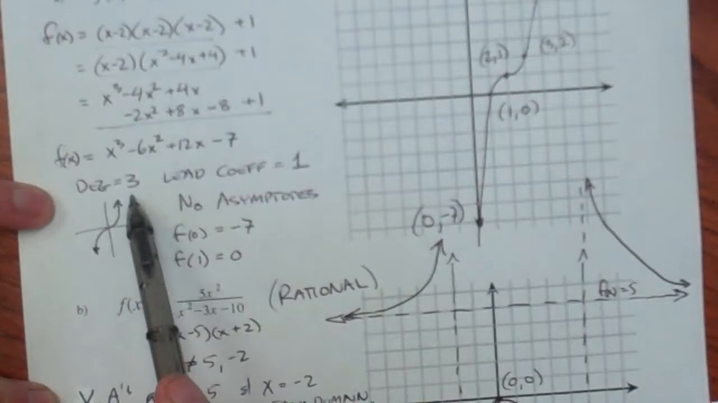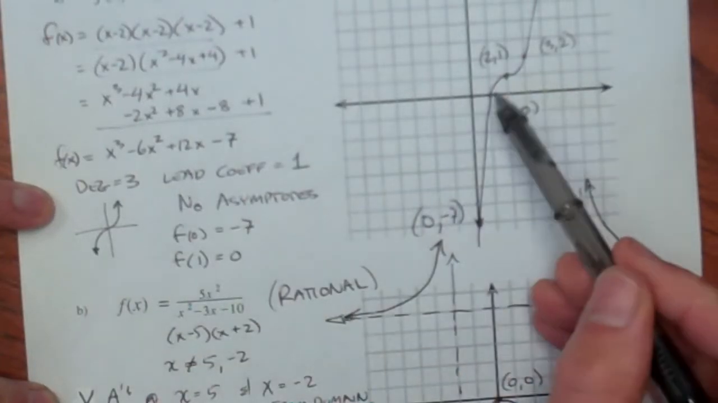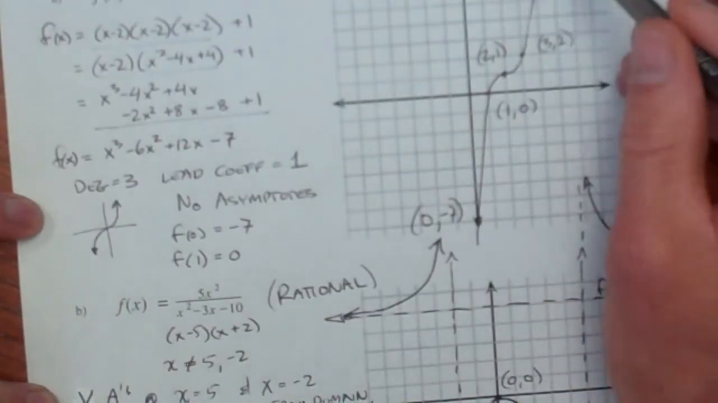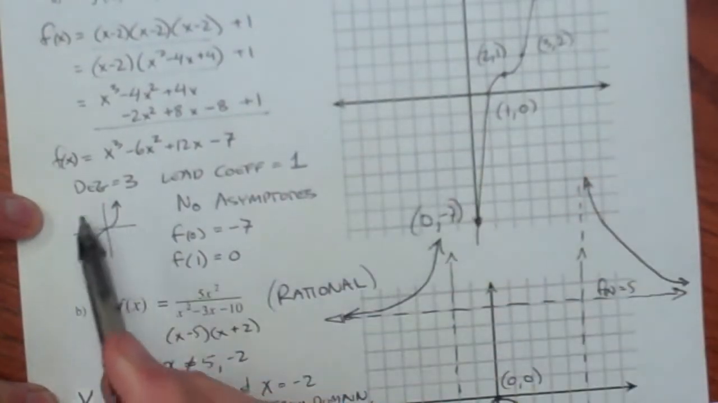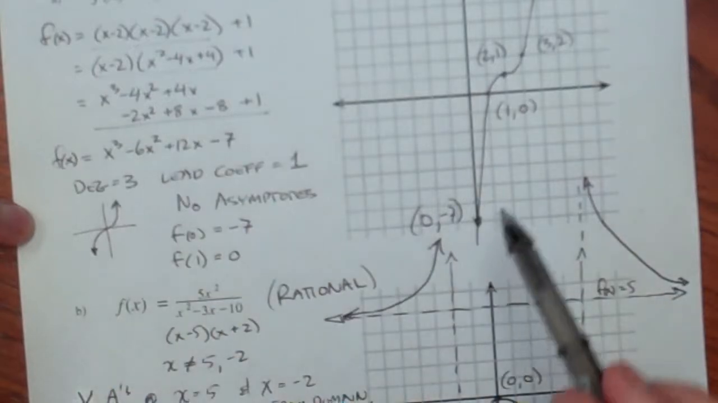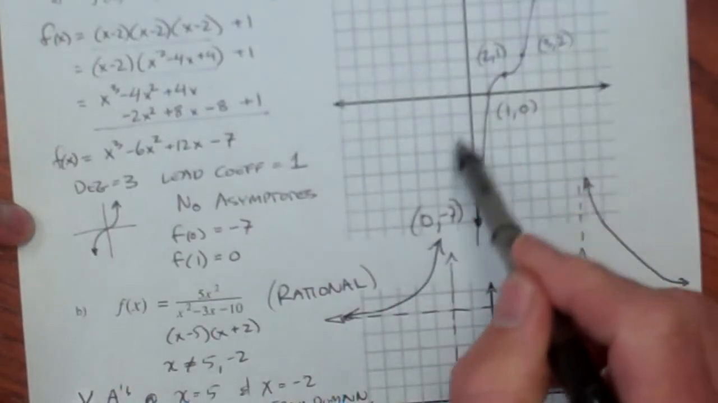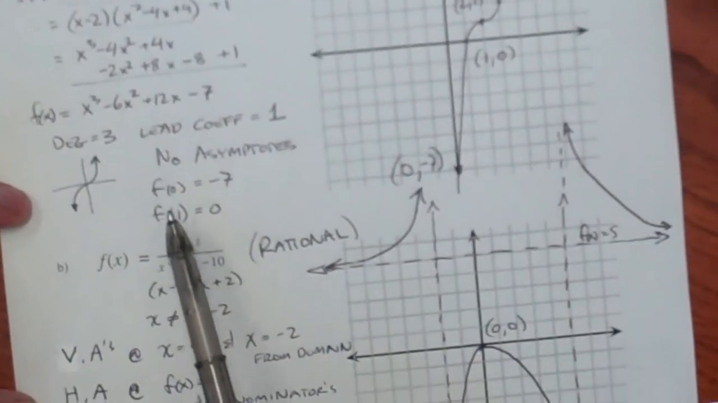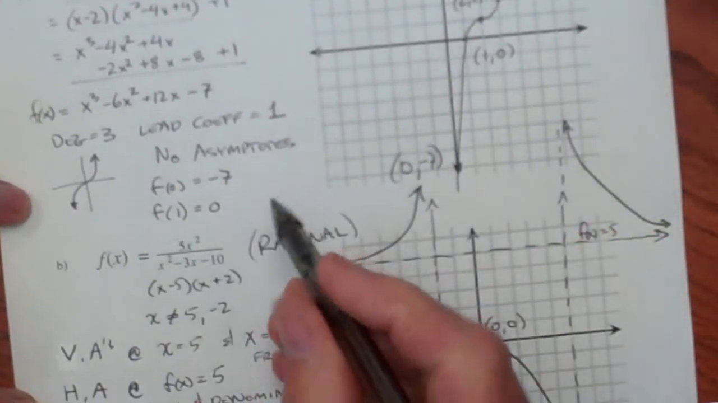That tells you that it could cross potentially 3 times. It does in fact only cross once. The lead coefficient is a positive one. That tells you it goes up on the right and down on the left because it's an odd number. The even numbers, the arms both bend in the same direction. It has no asymptotes. It has a 0 at -7. That's the y-intercept.